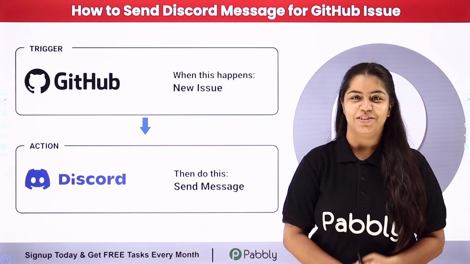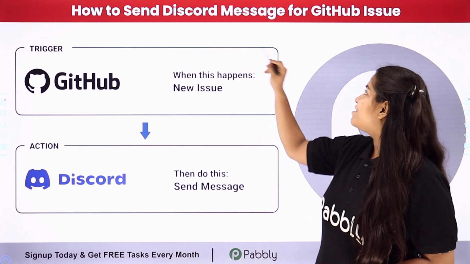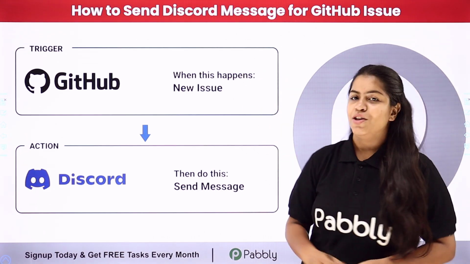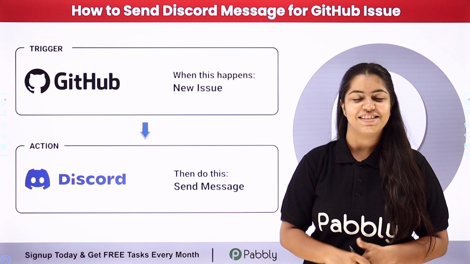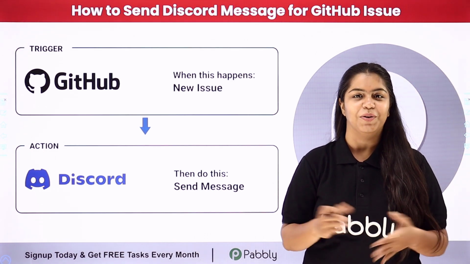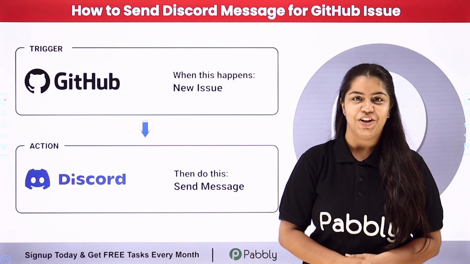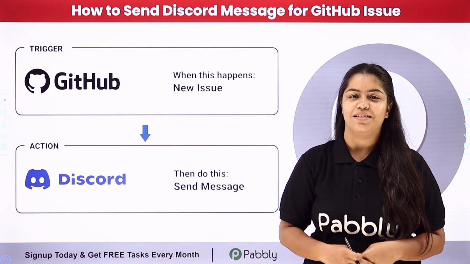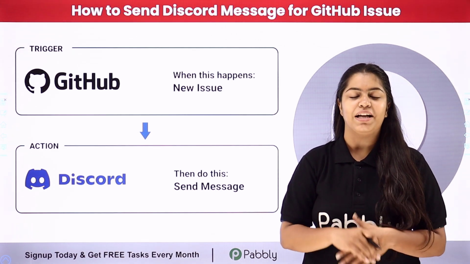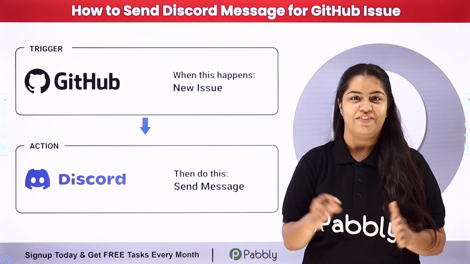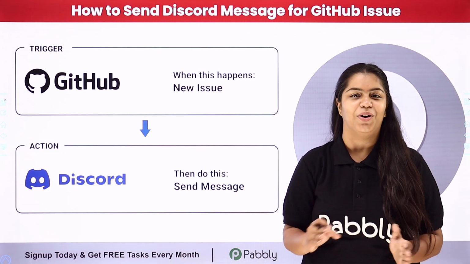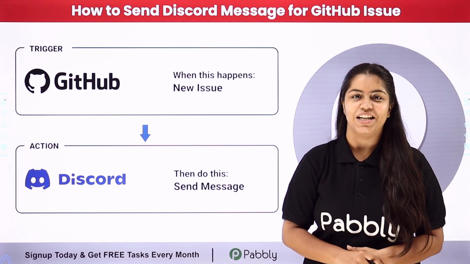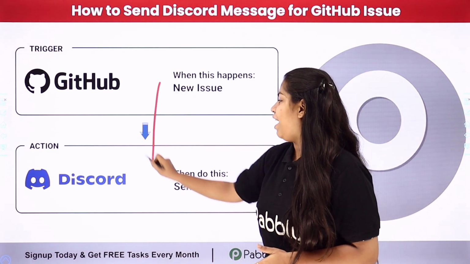So in this video we are going to understand how to send Discord message for GitHub issue. So are you also using GitHub for your business? Then this video is definitely for you. So over here I'm doing the same, and I wish that as soon as a new issue is created in my GitHub account, automatically my team on Discord should be notified that we have received a new issue and we have to solve this. So to do this, we are going to create a connection between GitHub and Discord.